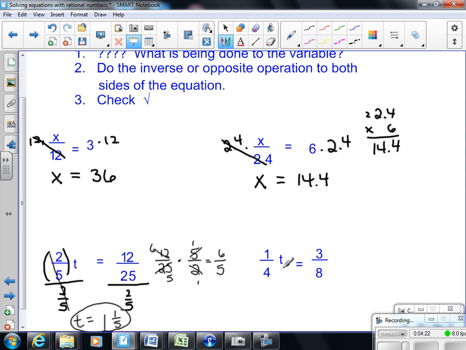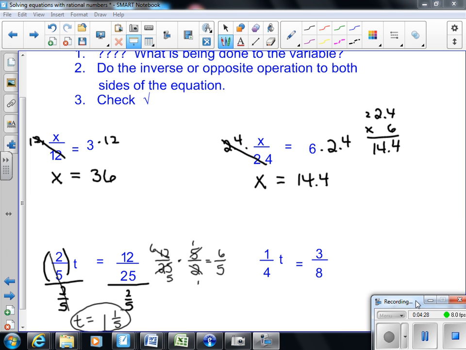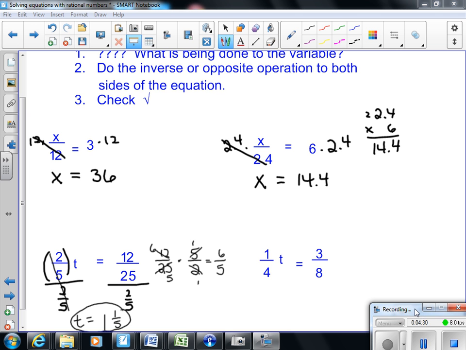All right, let's try one more. You try this next one: 1/4 t equals 3/8. When you have a solution, raise your hand and I'll come around and check you. And then you can check your partner.